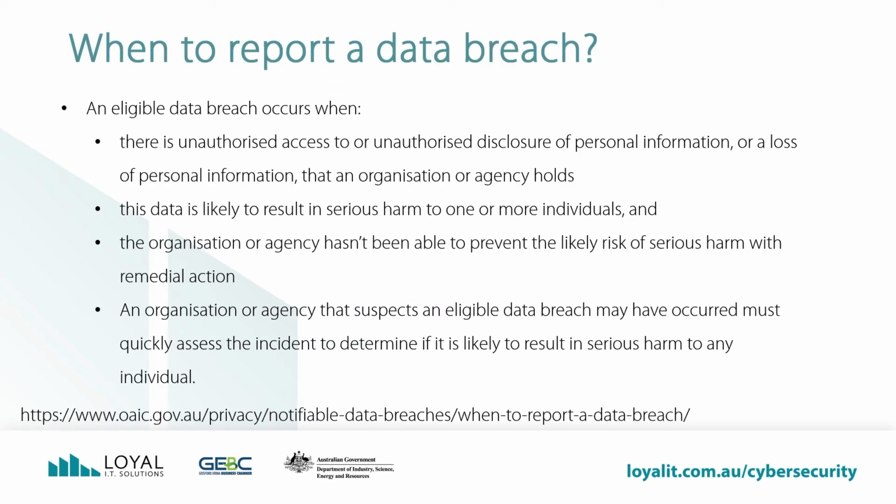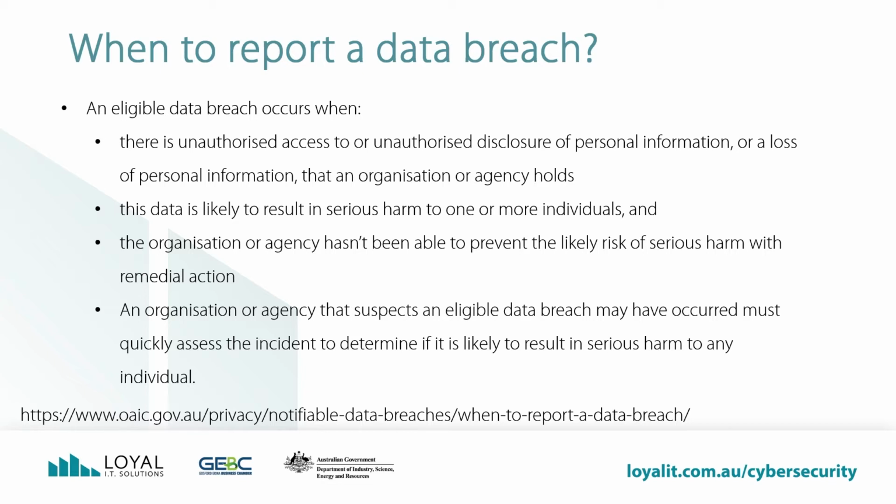Under the Notifiable Data Breach Scheme, an organisation or agency must notify affected individuals and the OAIC about an eligible data breach. An eligible data breach occurs when there is unauthorised access to or unauthorised disclosure of personal information or loss of personal information that an organisation or agency holds. This data is likely to result in serious harm to one or more individuals, and the organisation or agency hasn't been able to prevent the likely risk of serious harm with remedial action. An organisation or agency that suspects an eligible data breach may have occurred must quickly assess the incident to determine if it is likely to result in serious harm to any individual.